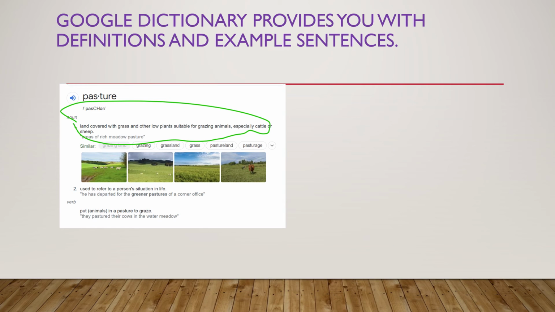As slide 14 shows, Google Dictionary, like Merriam-Webster, provides you with definitions and example sentences. Also under the definition example phrase are similar phrases and words, such as grazing, grazing land, grassland, grass, pasture land, and pasturage. Some of these phrases are rarely used in English. Nevertheless, these expressions may help some Google Dictionary users understand what pasture means.